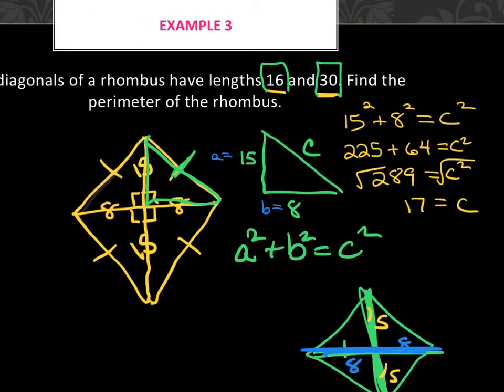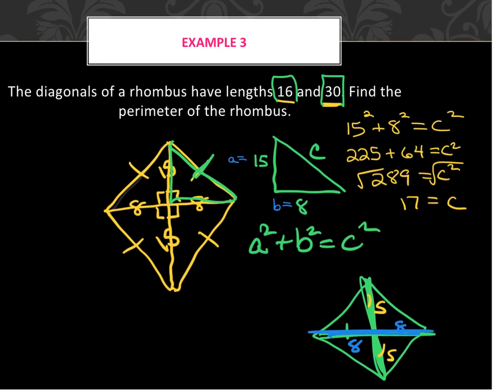So now, it didn't ask me for the side length of the rhombus. It asked me for the perimeter. And again, I know that all sides are equal or congruent in a rhombus. So this one's 17, 17, 17, 17. So I can either add those or just multiply by 4. So the perimeter of my rhombus is 68. It didn't say if these were centimeters, so I could say 68 units.